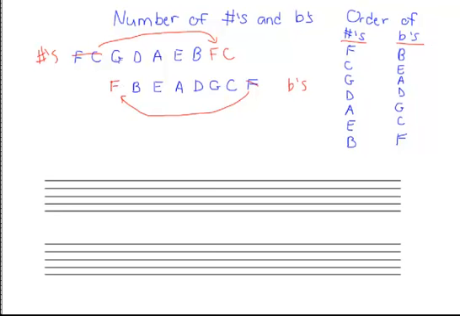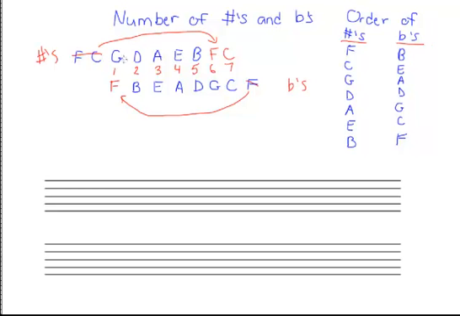Now what we have is a list of major keys. We'll write the numbers in the middle, and I'll explain what these numbers mean in a second. Here are the major keys with sharps in them, and here are the major keys with flats in them.